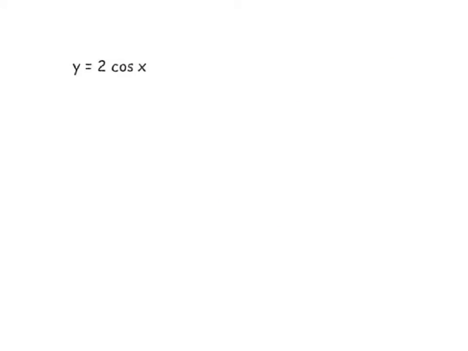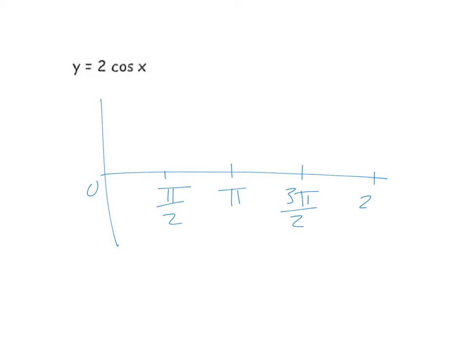This is y equals 2 cos x. So just like the last graph, I'm going to do 0, pi over 2, pi, 3 pi over 2, and 2 pi.